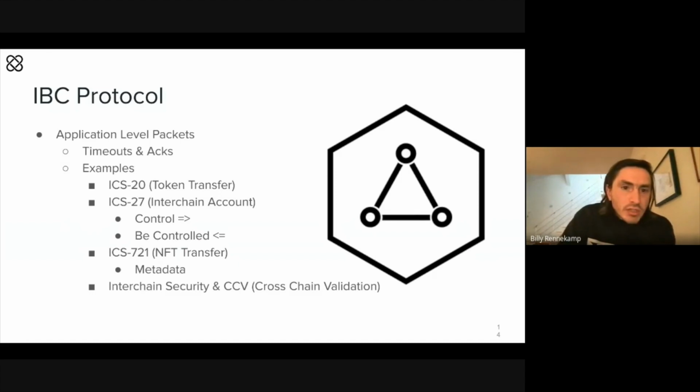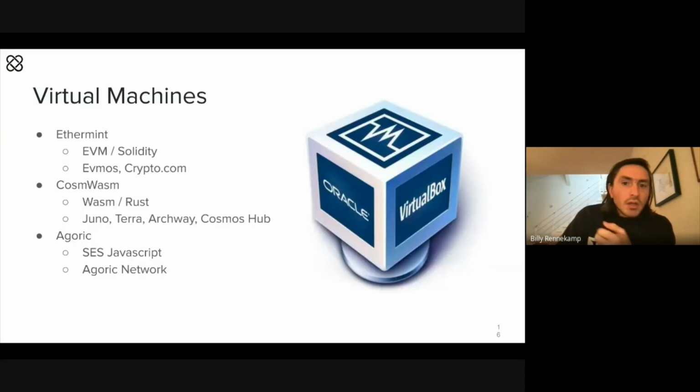These are the different IBC application types. There's a token transfer I mentioned. There's interchain accounts, which we shouldn't go into because it's a whole conversation. NFT transfers are around the corner. And interchain security, cross-chain validation, is a way to have one validator set secure two different blockchains at the same time. Oh God, I'm only halfway through the presentation. Virtual machines, I'll just run over the end and then we go straight to the questions.